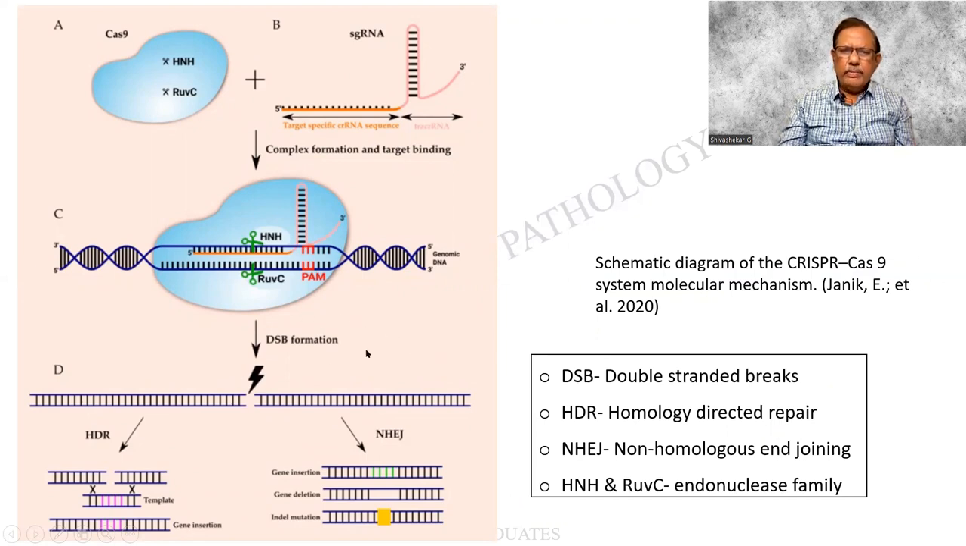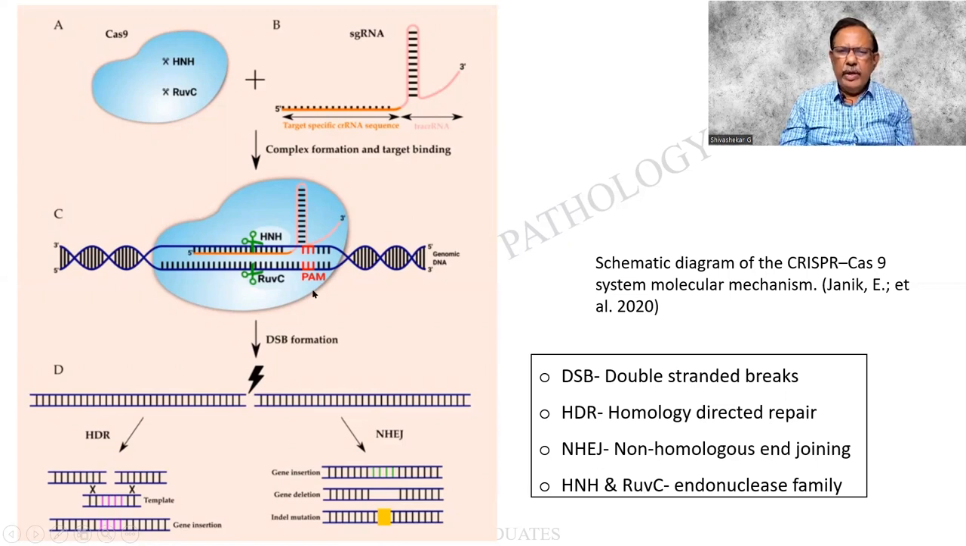For example, DSB means double-stranded breaks. So both the strands of the DNA are getting broken. And HDR is supposed to be homology directed repair. That is happening over here. NHEJ is non-homologous end joining. So there is something over here and something is getting joined. So these are various ones. HNH and RuvC, which are mainly belonging to the endonucleases.